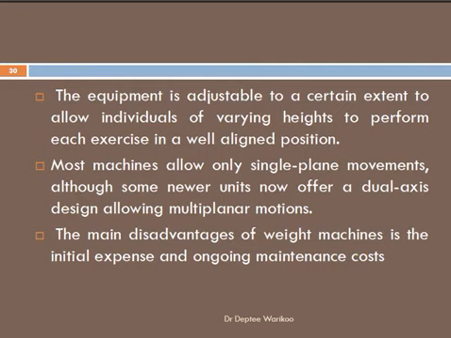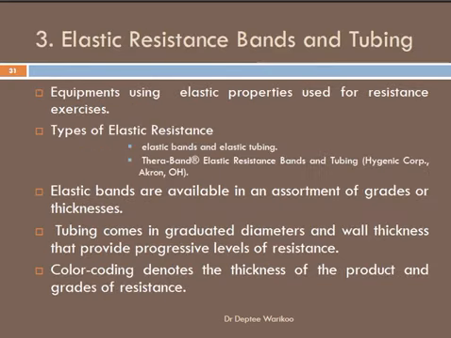The main disadvantage of these is that the initial expense and the ongoing maintenance costs are very high, and after a few years they become old, so new designs come and they are not useful for your department or your laboratories. Third type of strengthening is done by elastic resistance bands and tubing. We will be having a separate lecture on therabands, but still let us discuss these.